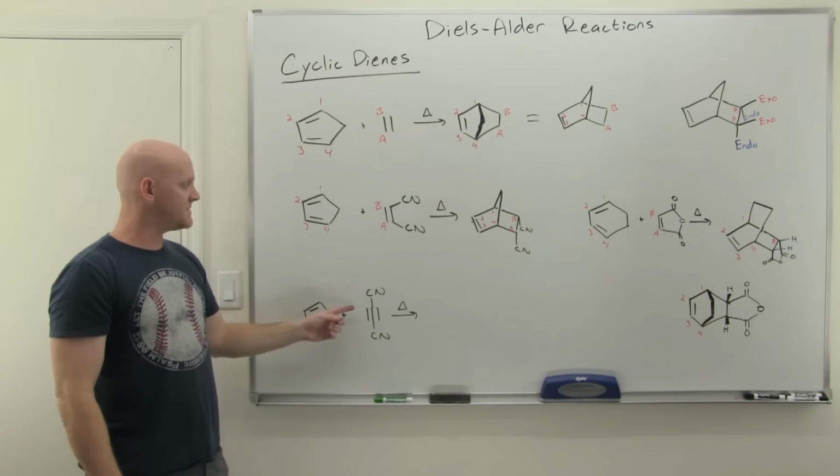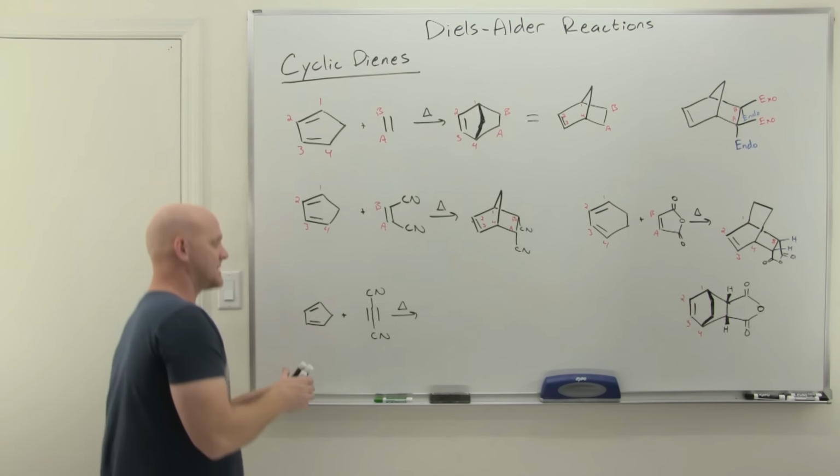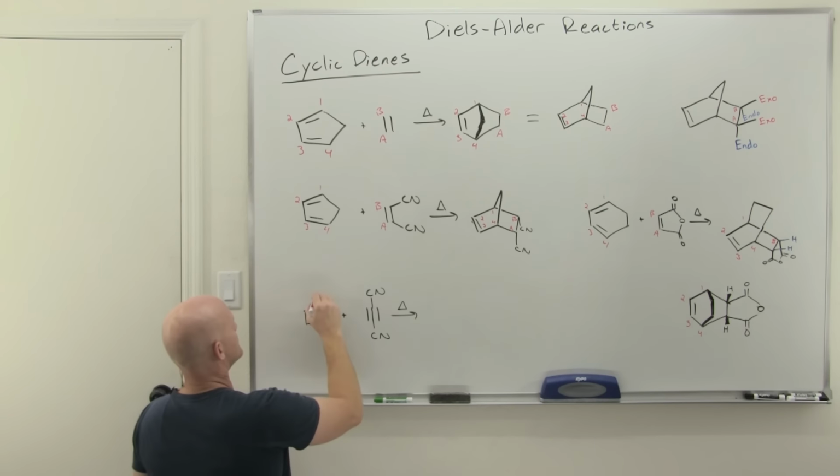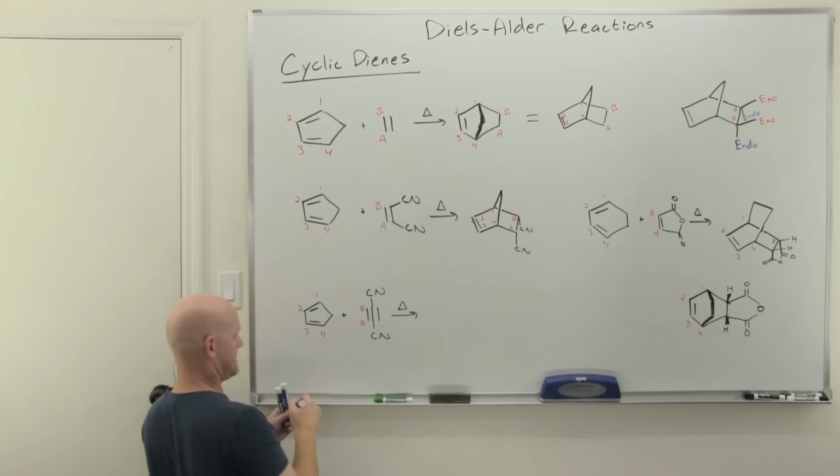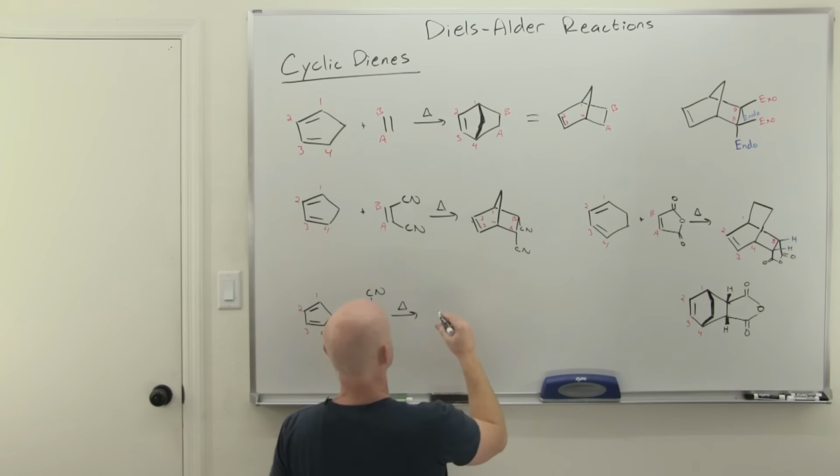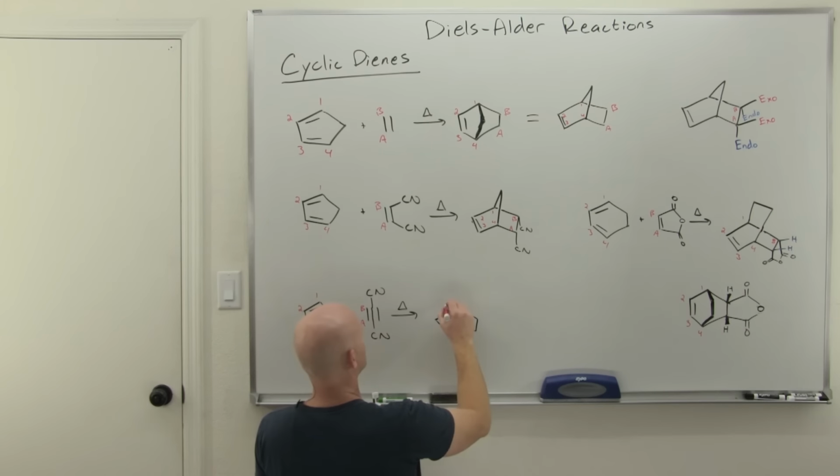All right, we've got one last example here, and this one is the only example we've done so far where the dienophile has been an alkyne instead of an alkene. But we'll follow the same process. 1, 2, 3, 4, A, B. We'll make our most basic Diels-Alder product and label it accordingly. 1, 2, 3, 4, A, B.